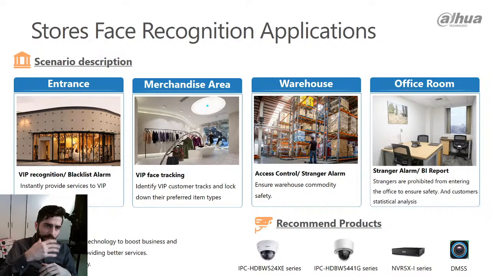So for the values, we use face recognition technology to boost business and increase profit by providing better service, and ensure the store safety. Okay, this is all you can use it. For the recommended product, we can use the IPC 5 series, this camera 524 series, and we can use the HDBW 5441 G series. We can use the NVR 5 with the dash I series, and of course the mobile app.